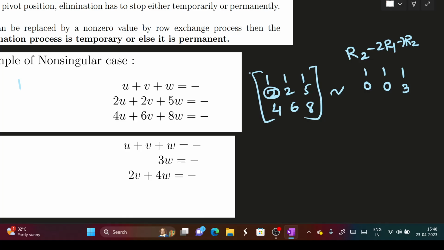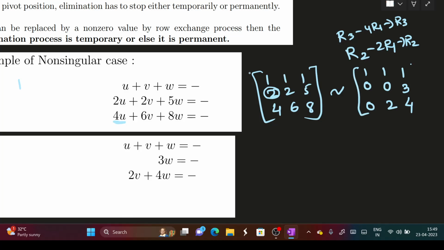Similarly, to get a 0 here, first of all let me complete this process. So the second operation: to make the coefficient of u in the third equation 0, what operation do I have to do? It is R3 minus 4R1 stored in R3. Let us do that. How will we do it? This is 0, 4, 6 minus 4, it is 2, and 8 minus 4, it is 4.